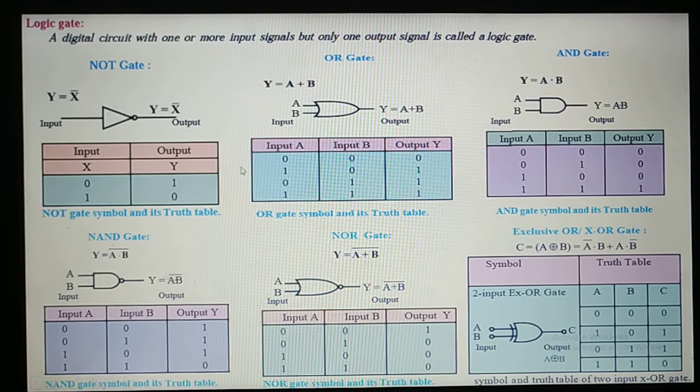There are basic 5 types of gates. First one is NOT gate, second OR gate, third AND gate, fourth NAND gate, and the fifth one is NOR gate. There are 3 things in each and every gate. The first one will be its expression, how the gate is expressed. So Y is nothing but the output. Output is equal to X dash. X represents the input signal.